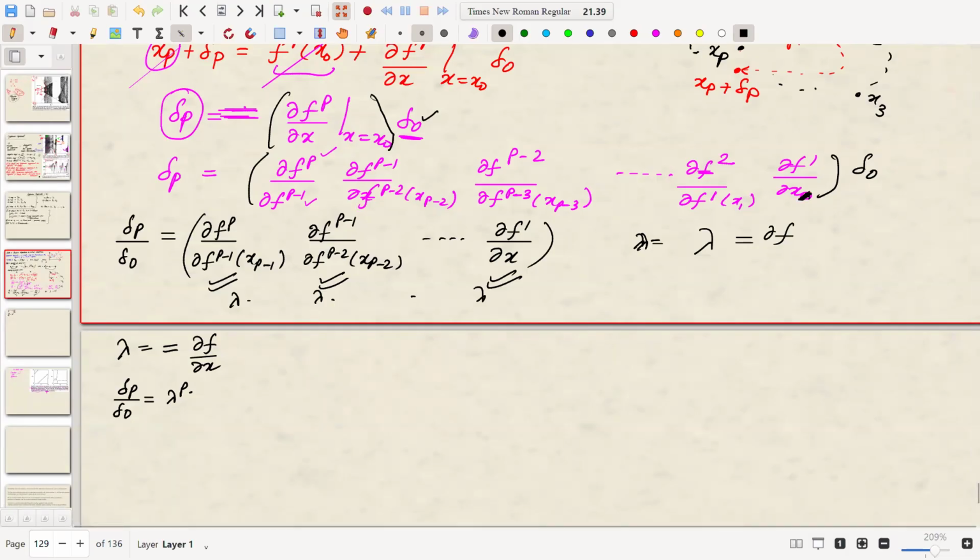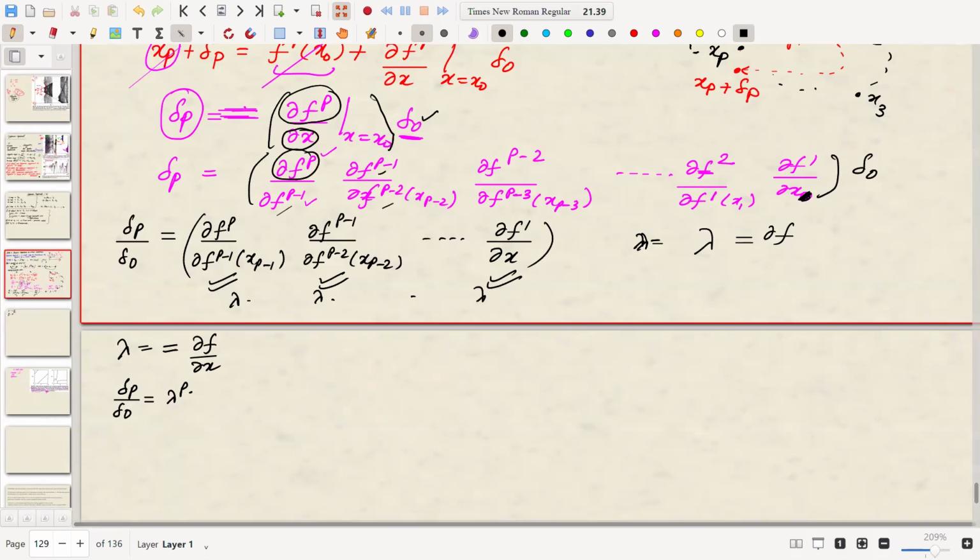No. It should be x. Because see, it is x here. Dou fp by dou x. So dou fp is here. This guy cancels, this guy cancels. So on, you will have dx here. Therefore, delta p by delta naught is nothing but lambda to the power p.